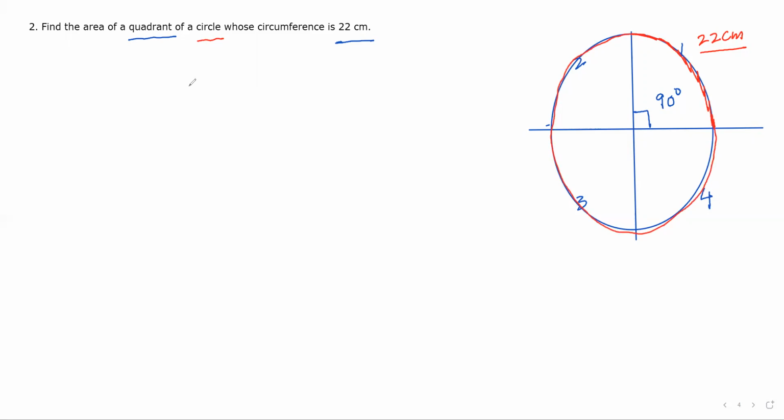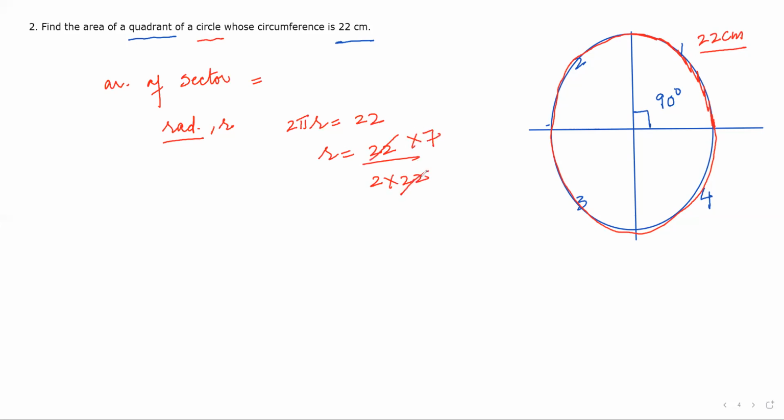So we can apply the formula of area of sector. Oh, beautiful. Yes, area of sector. Because we have angle theta, we can first find the radius. And how can we find the radius? So 2 pi r is equal to 22. Beautiful. So r would be equal to 22 divided by 2 into 22 by 7. So that is equal to 7 by 2 centimeter.